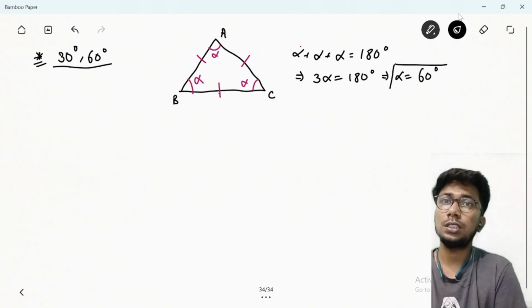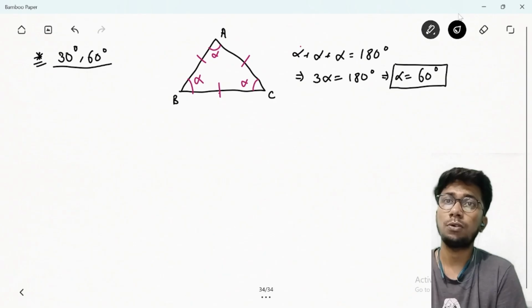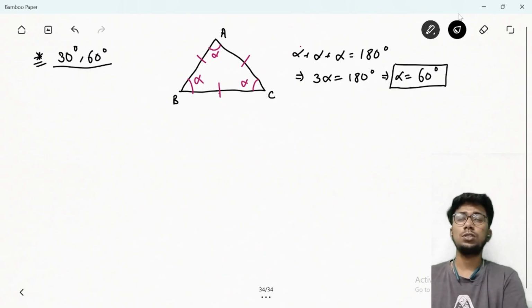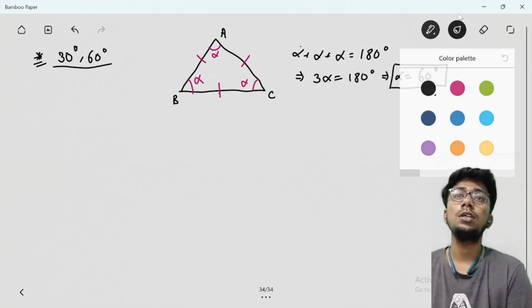See, I know these things are very trivial and very easy for some of you, but मैं उनके लिए एक्सप्लेन कर रहा हूं जिन्हें शायद इन बातों का पता ना हो.